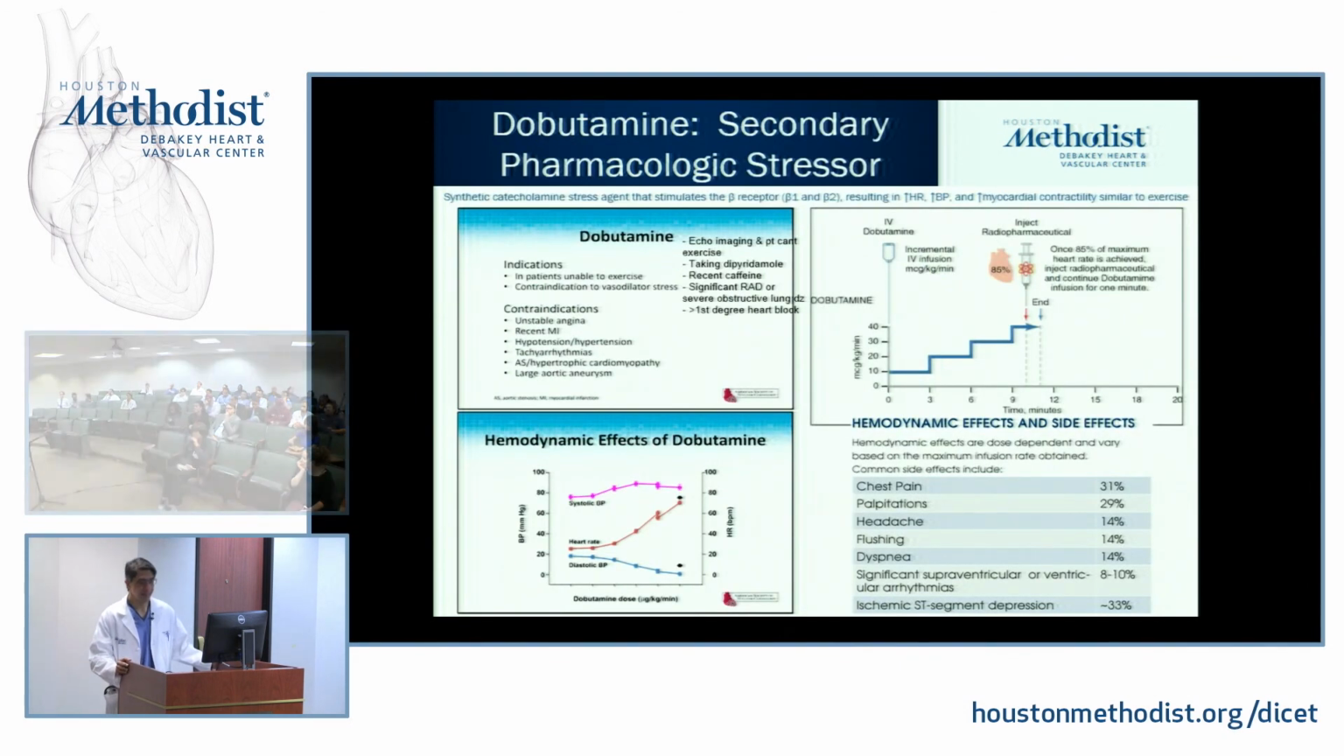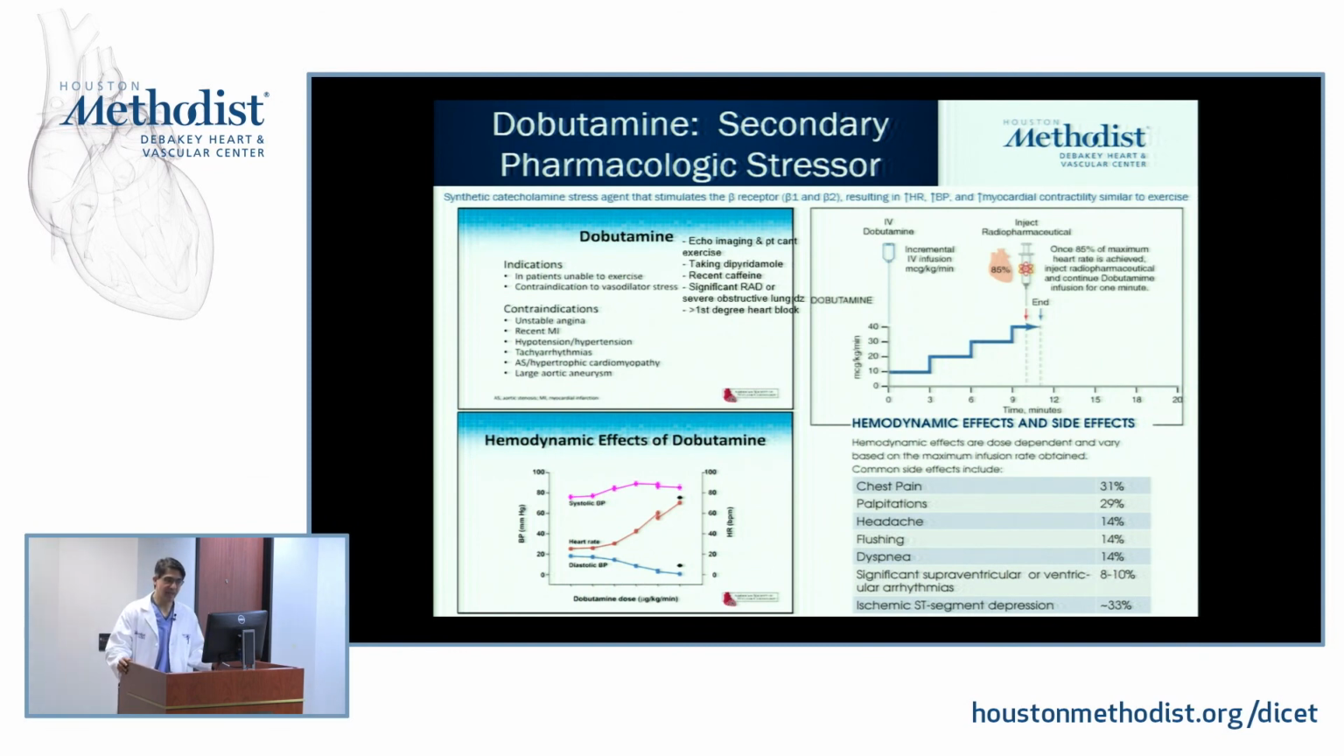All right, dobutamine, won't spend too much time. As all the people know, this is a synthetic catecholamine. It affects the beta receptors, beta 1, beta 2. So what does it cause? Increase in heart rate, increase in contractility, and therefore increases in blood pressure, all similar to exercise. What is the big indication nowadays? The big indication is contraindications to exercise and vasodilator stress, specifically patients who are mostly O2 dependent or have actively bronchospastic disease.